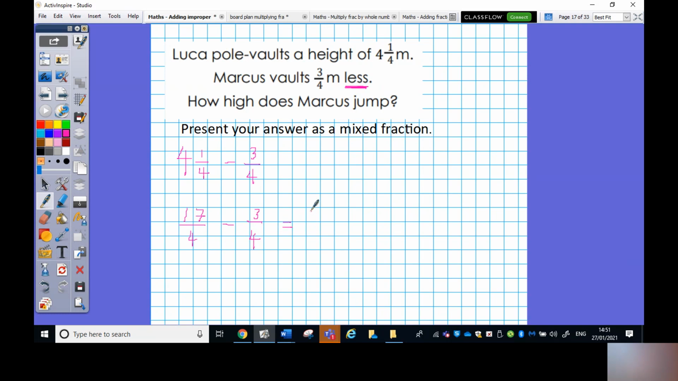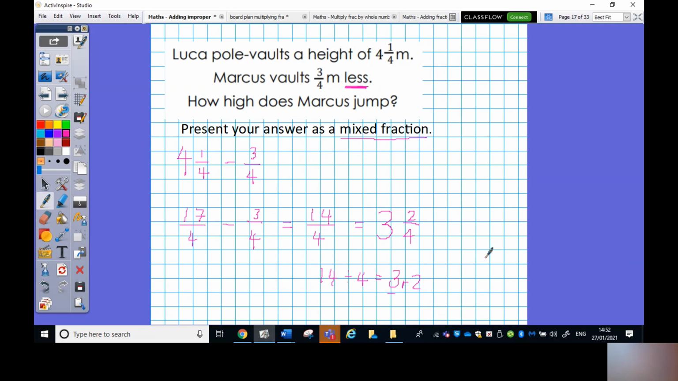17 take away 3 equals, good, 14/4. Right. But now it says that I need to present my answer as a mixed fraction, and this is an improper fraction. Remind me what to do? Good. 14 divided by 4 equals 3 remainder 2. Good. So my whole number, 3, I write down. My remainder becomes my numerator. Good. Remind me, what is my denominator again? Excellent, 4. So my answer is 3 2/4.